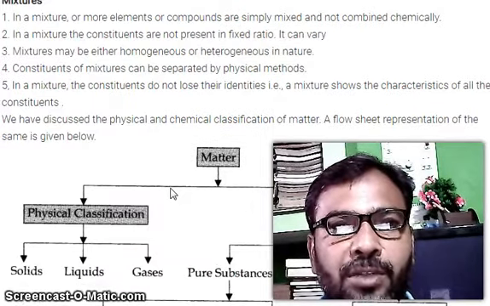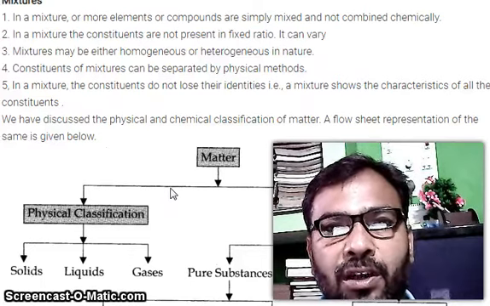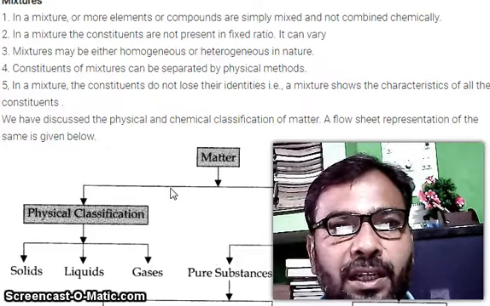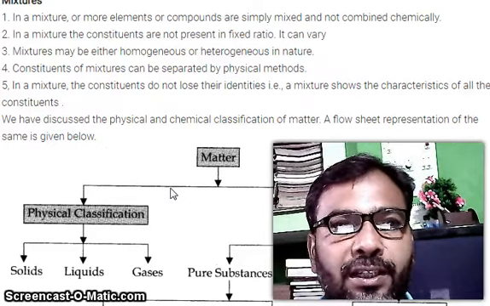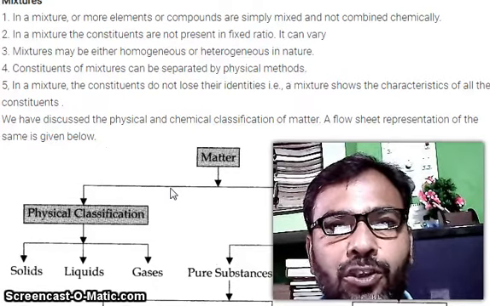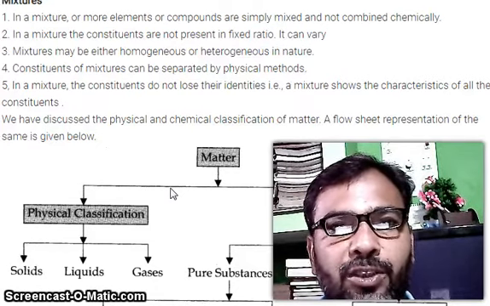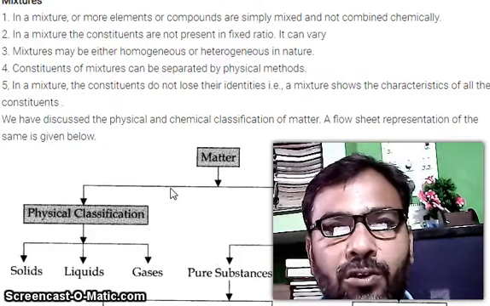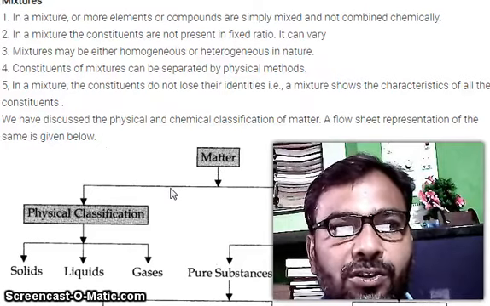And what is a mixture? In a mixture, two or more elements or compounds are simply mixed and not combined chemically. In a mixture, the constituents are not present in a fixed ratio. It can vary. A mixture may be either homogeneous or heterogeneous in nature. Constituents of a mixture can be separated by physical methods. In a mixture, the constituents do not lose their identity. A mixture shows the characteristics of all its constituents.